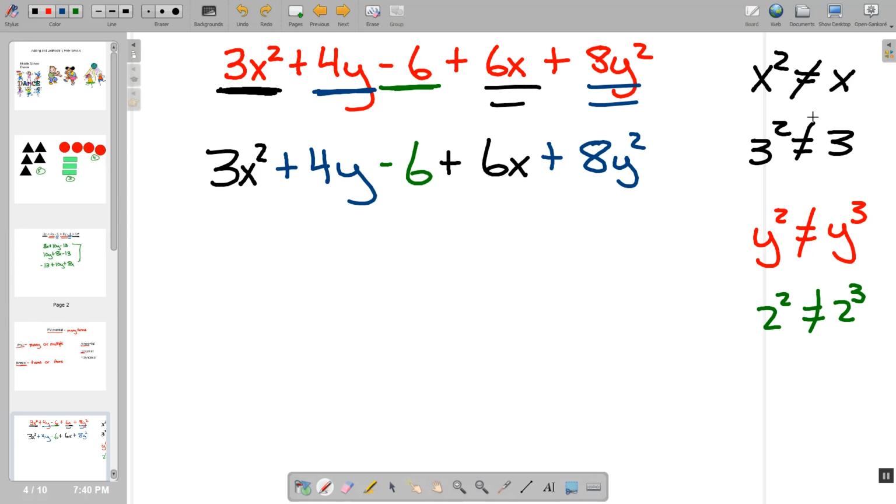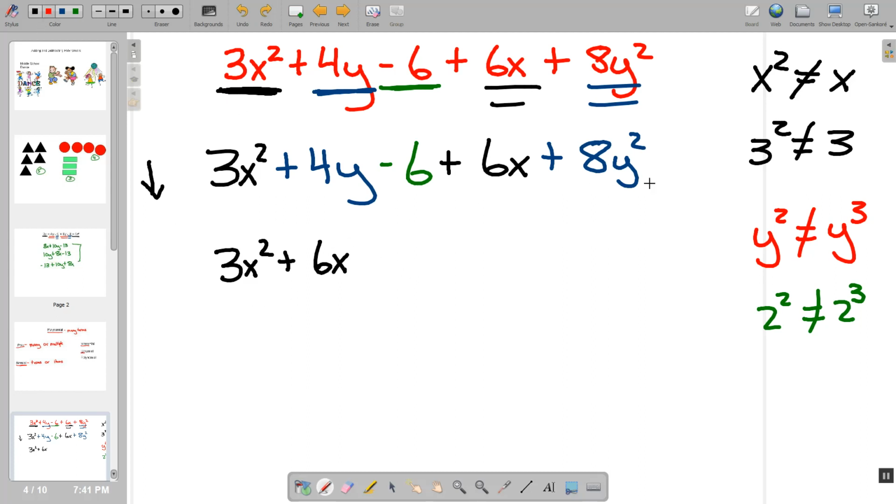Now, most people do not write in this order because this order looks really random. What they will do most of the time is they will write in what we call descending order. Descending meaning big to small. So that would mean I would start with my x squareds. The next term would be my x's. And then I don't have any other x terms after that.